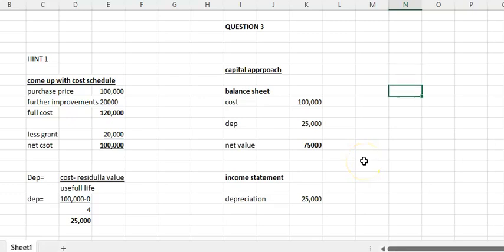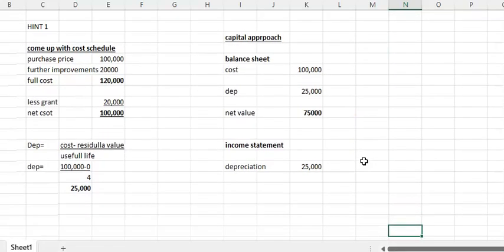The next thing is to show how we treat this cost in the income statement and the balance sheet under the income approach. This was the capital approach. I will do that in part 2 of this video. But the first thing I want you to know is to be able to establish the cost as guided by IAS 20 Government Grants. First establish the cost by adding any improvements and deducting the grant, then calculate the depreciation, and then show the appropriate entries in the income statement.